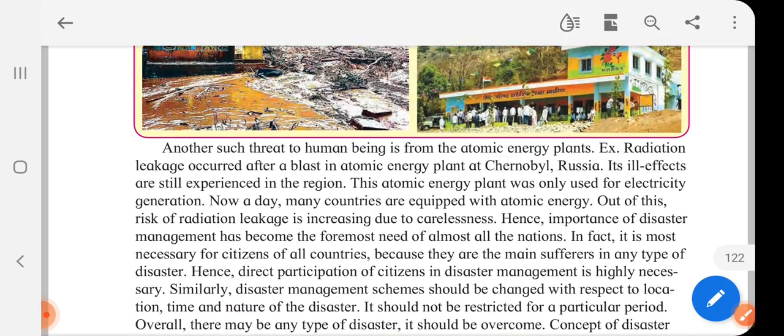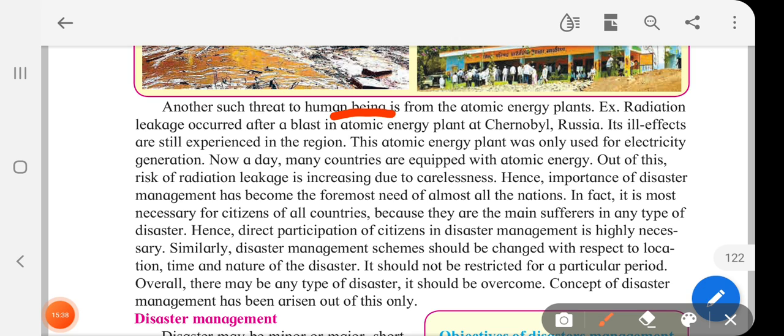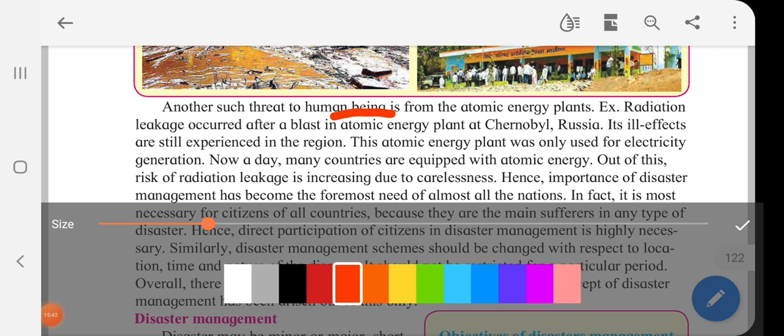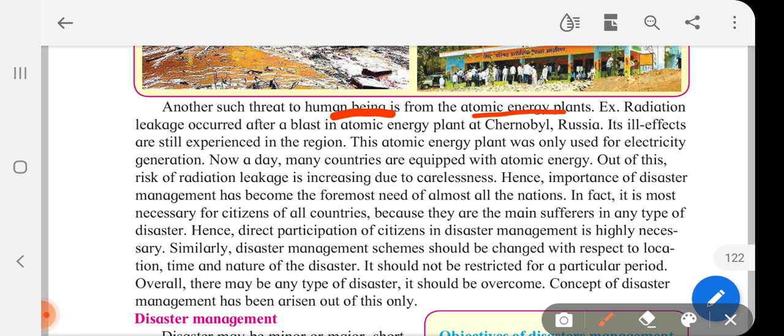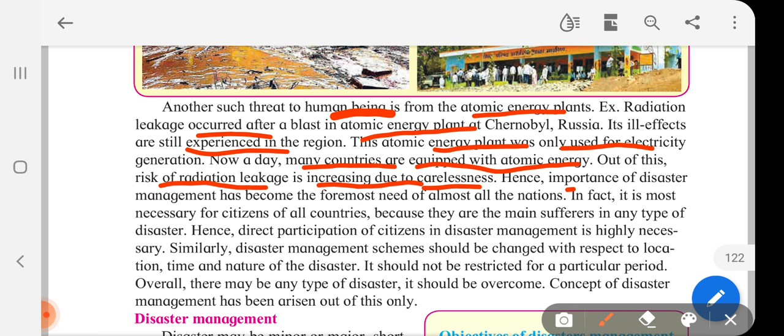So, here another such important threat to human beings is from atomic energy plants. Radiation leaked after the blast in the atomic energy plant in Chernobyl, Russia. Its effects are still experienced in that region. This atomic energy plant was only used for electricity generation, and nowadays many countries are equipped with atomic energy. Out of this, the risk of radiation leakage is increasing due to carelessness. Hence, the importance of disaster management has become the foremost need of almost all the nations.